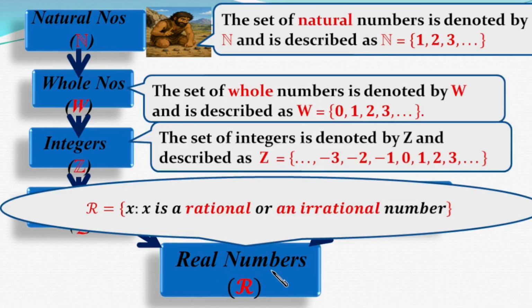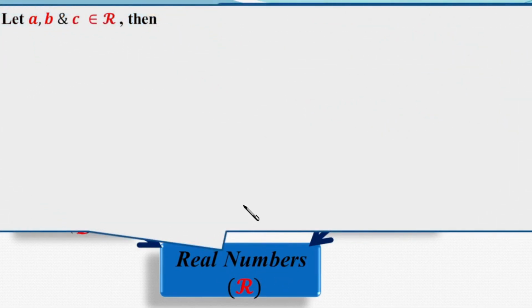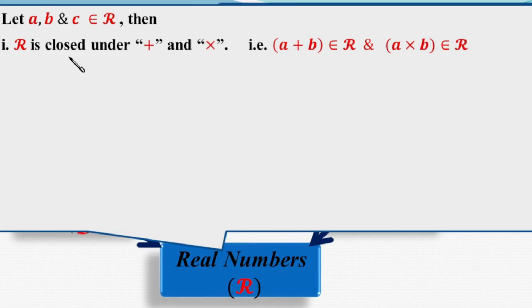And again, for the set of real numbers, we have the following important properties. Given three real numbers A, B, C, the set of real numbers is closed under addition and multiplication. Even it is also closed under subtraction. Closed under addition and multiplication means the sum of two real numbers will give you another real number. Such property we call the closure property. And the product of two real numbers will give you another real number.